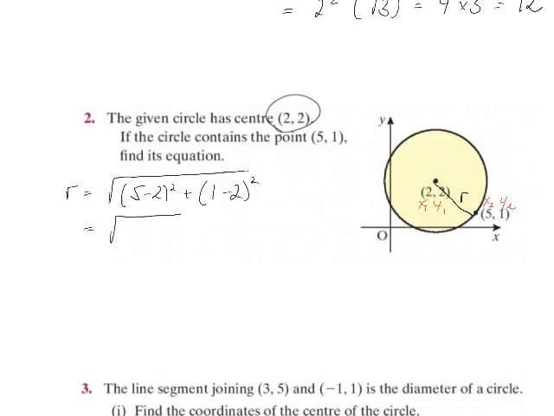which would give us the root of 5 minus 2 is 3, 3 squared is 9. Plus 1 minus 2, so it's minus 1. Minus 1 squared is just 1. So this would be root 10. So we have the radius and we have the center. And we can now write the equation of the circle, which is x minus 2. Remember, this is h and this is k. So (x - 2)² + (y - 2)² equals, and root 10 squared is just 10.